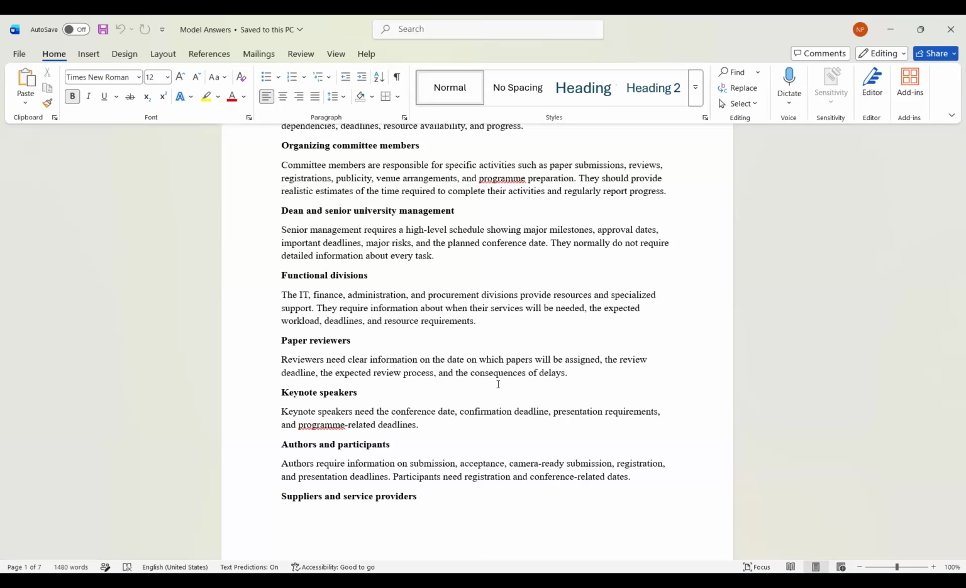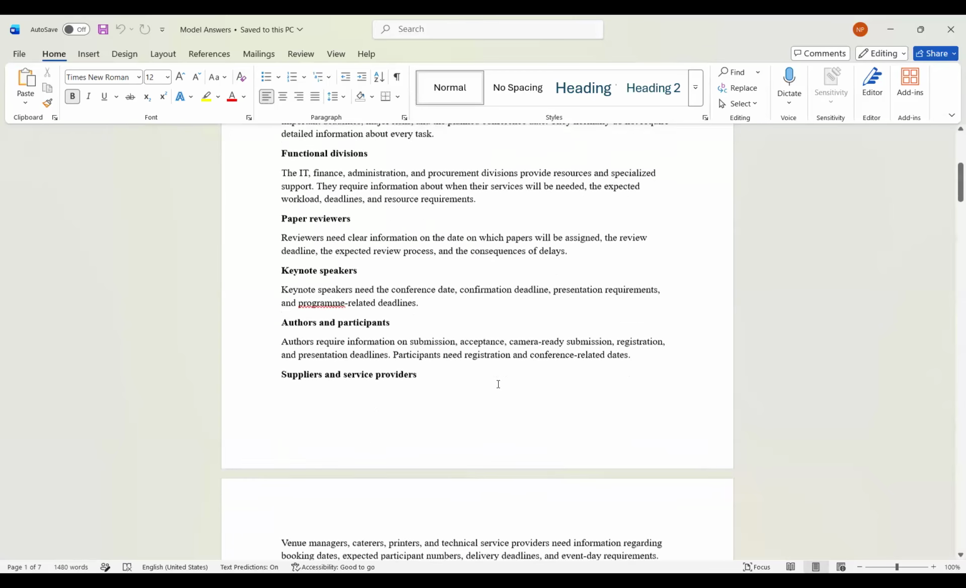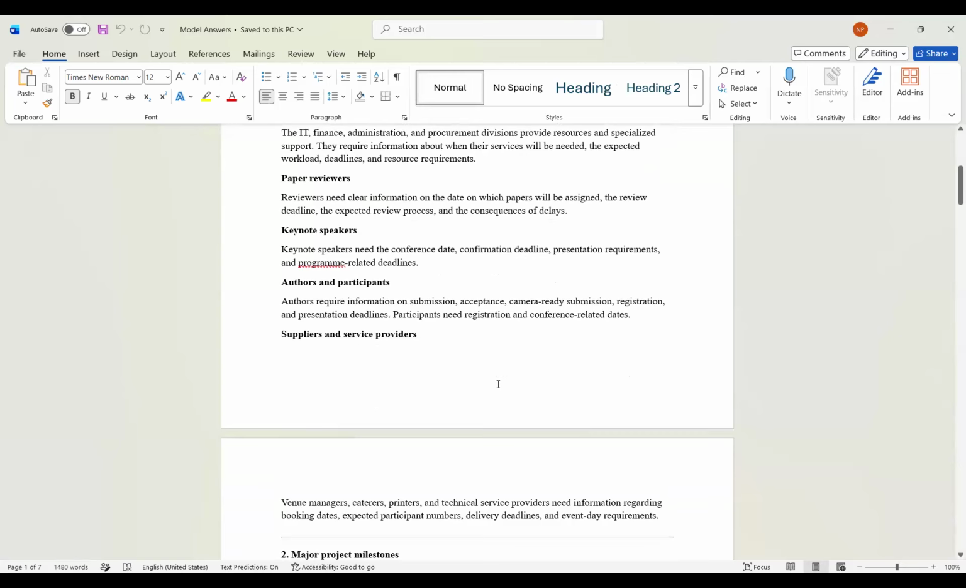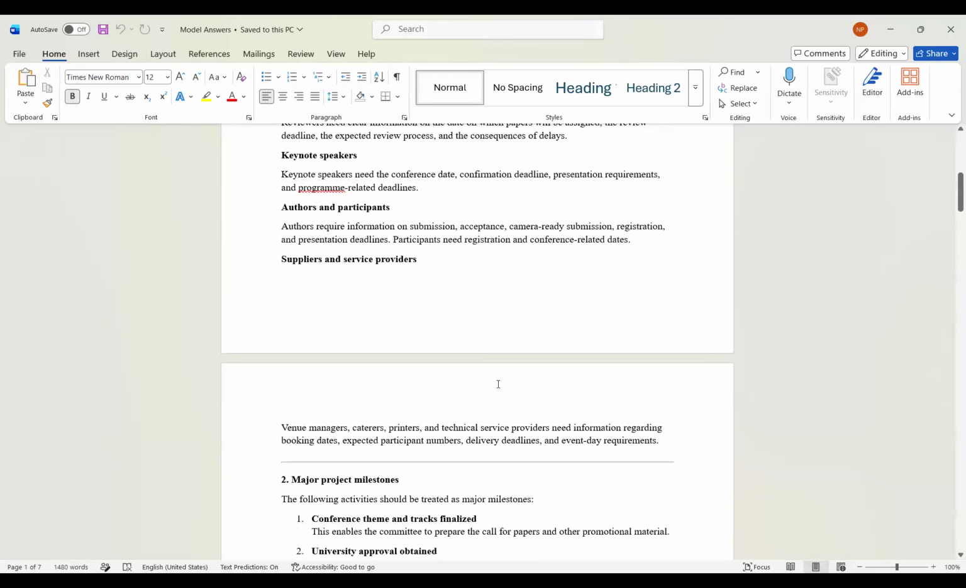Then you have the functional divisions like IT, finance, administration and procurement, and they will require information about when the services will be needed. Then you have the paper reviewers. They need clear information on the date on which papers will be assigned, the review deadlines, likewise. Then the keynote speaker will need the conference dates and confirmation deadline. Authors and participants are there, and then you have your suppliers and service providers.